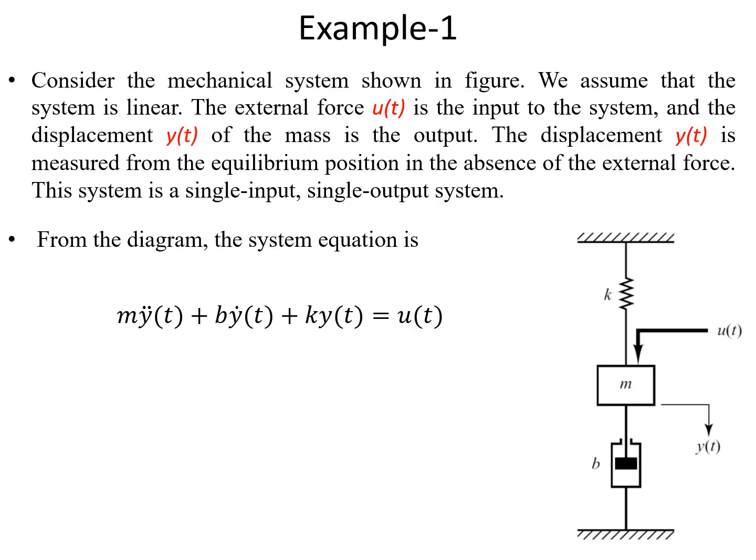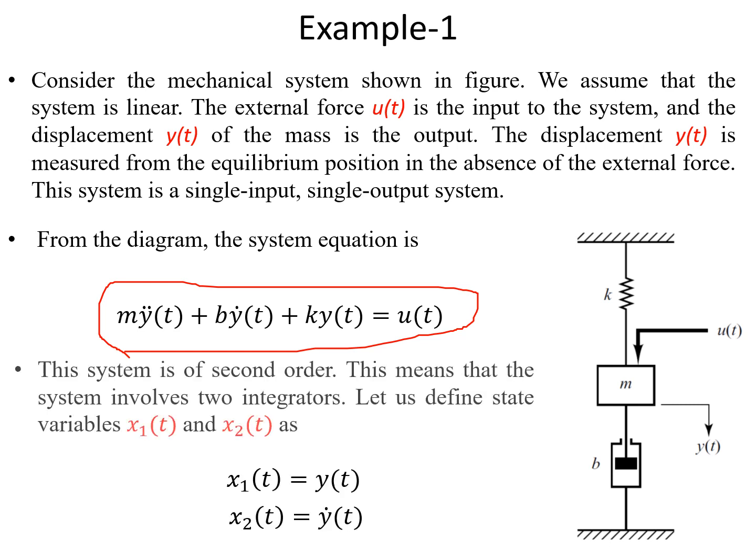And this is an example which I am taking to write the state model. Here a mechanical system is given with a mass m, dashpot B, spring k, and u of t is the force applied and y of t is considered to be the output. Now if we write the system equation for this, I am going to get my equation as m y double dash of t plus B y dash of t plus k into y of t equal to u of t, which is our input.